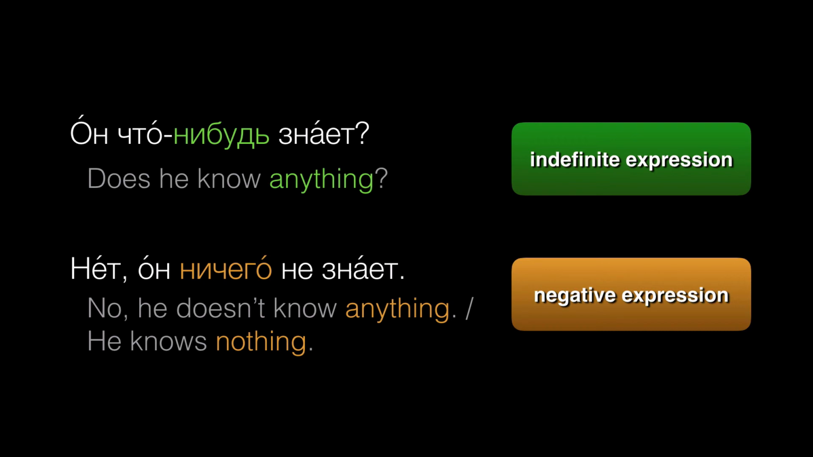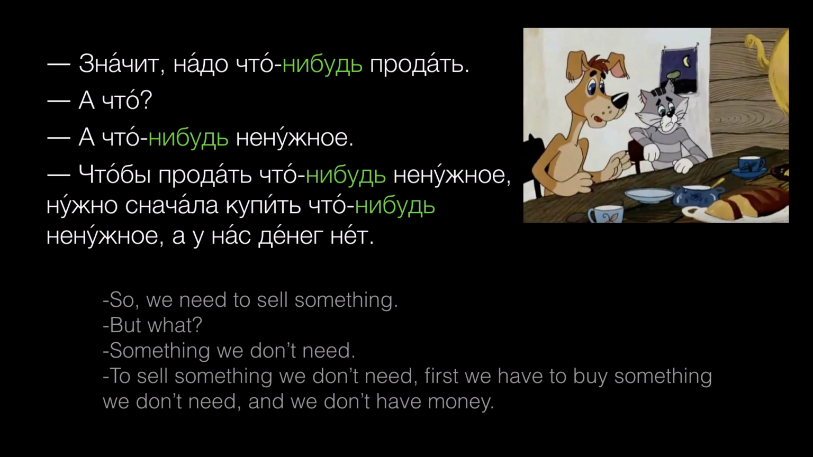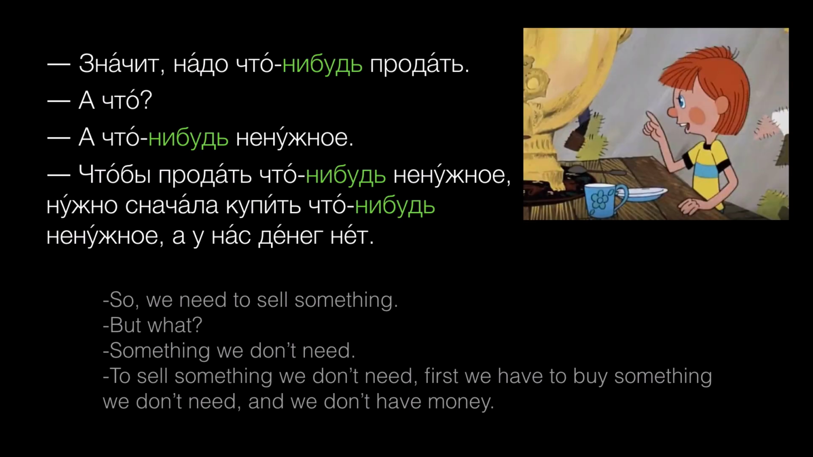Here's an example from the classic cartoon Трое из Простоквашино, as Шарик the dog suggests selling something they don't need. Значит, надо что-нибудь продать. А что? А что-нибудь ненужное. Чтобы продать что-нибудь ненужное, нужно сначала купить что-нибудь ненужное, а у нас денег нет. Now these are statements in the present, so why does everyone use нибудь? Well, it's because they don't know what to sell. They don't have anything specific in mind. I'll put a link to this segment of the cartoon in the comments below.